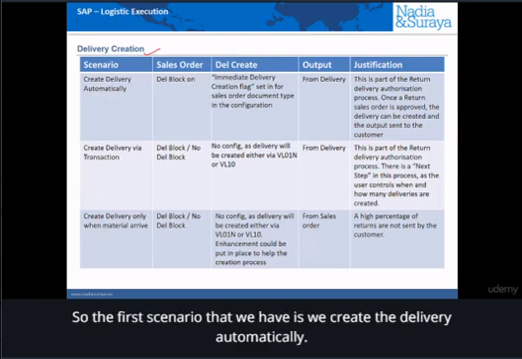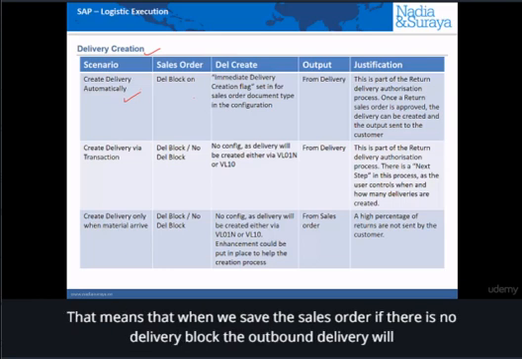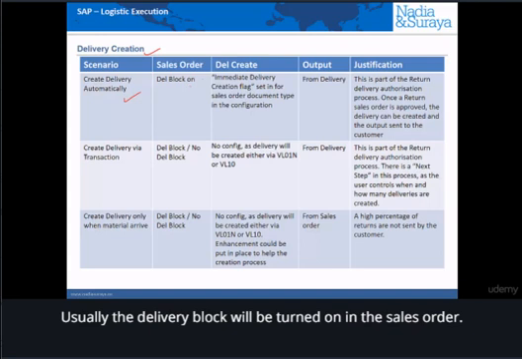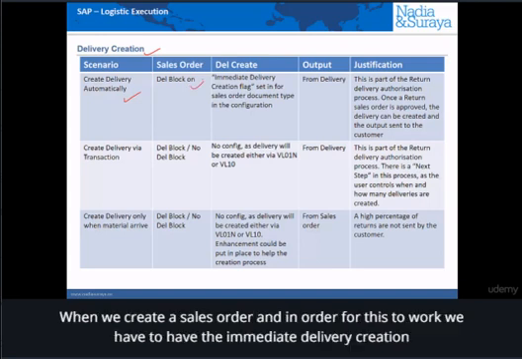So, the first scenario that we have is we create the delivery automatically. That means that when we save the sales order, if there is no delivery block, the outbound delivery will be created. Usually, the delivery block will be turned on in the sales order when we create the sales order.